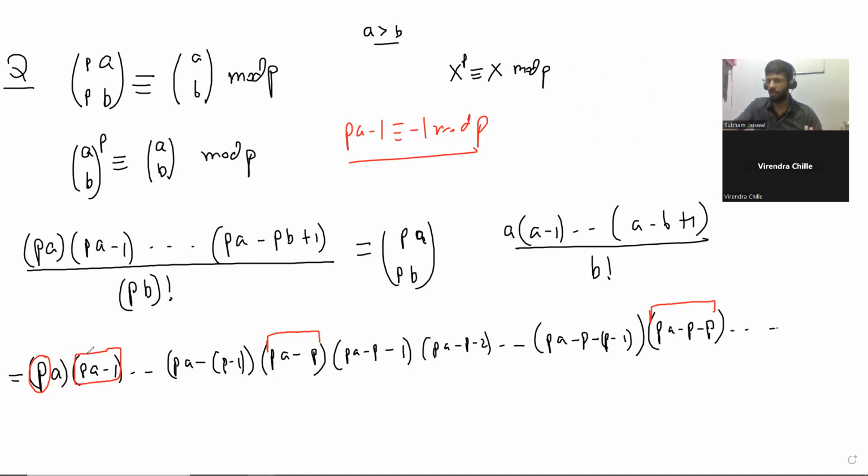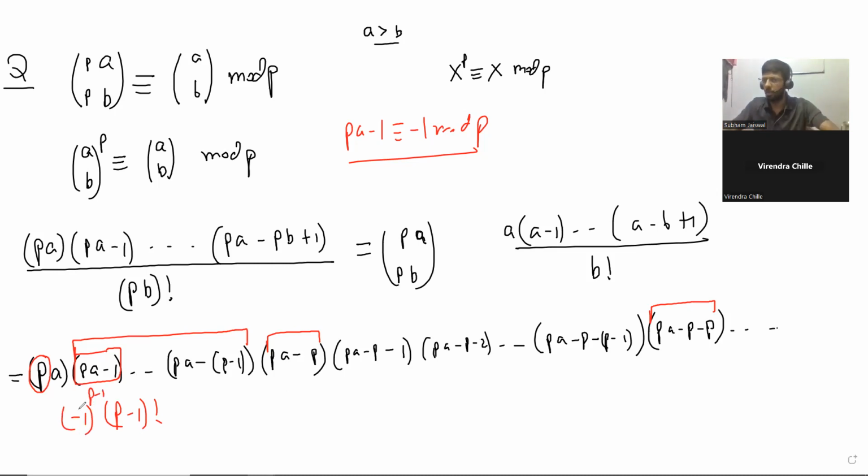I'm not doing anything. Now you can see in this whole block you can do the same thing, and this block will just become p minus 1 factorial, because the PA in every factor in that block will go away. Do you see that, right? And that will be minus 1 times minus 2 times minus 3 till minus p minus 1 factorial, which is just p minus 1 factorial because it is minus 1 to the power p minus 1.